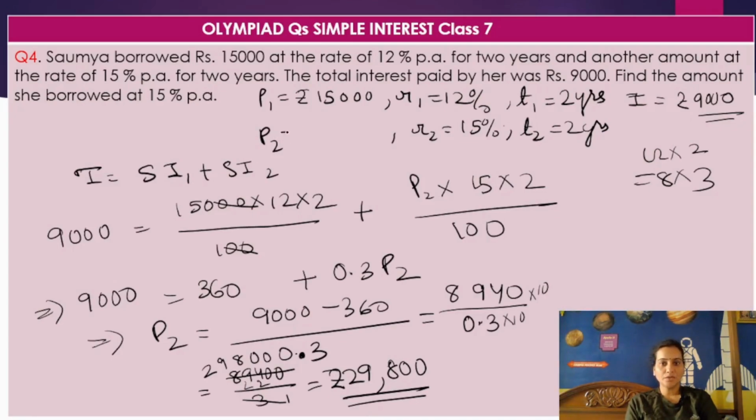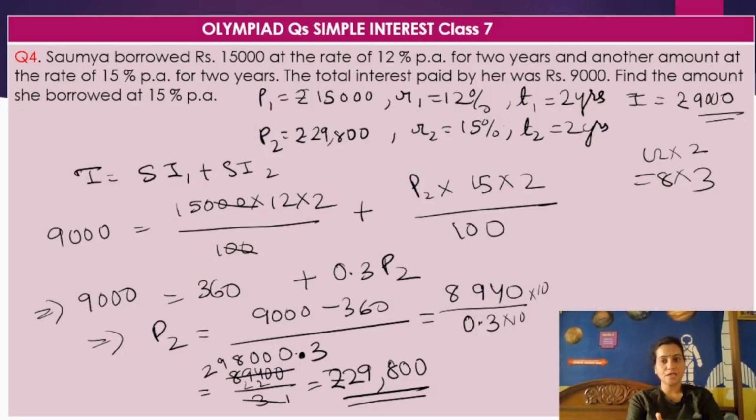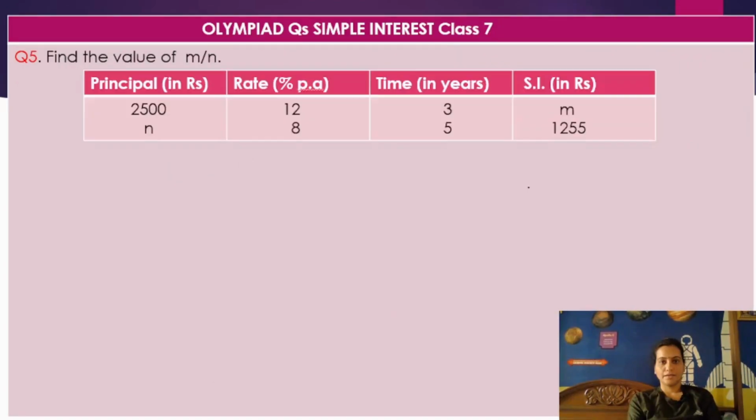So I'll write the amount here, rupees 29,800. Okay. ये क्वेश्चन काफी सिंपल है, बस कैलकुलेशन करना है, फास्ट कैलकुलेशन करना है, so that we solve all the 15 questions within the given hour. Let's find the value of m by n here. यहाँ पर m निकाला है which is simple interest फर्स्ट रो में, बाकी वैल्यूज गिवन है, और सेकेंड रो में n निकाला है जो है प्रिंसिपल अमाउंट, बाकी सारे वैल्यूज गिवन है.